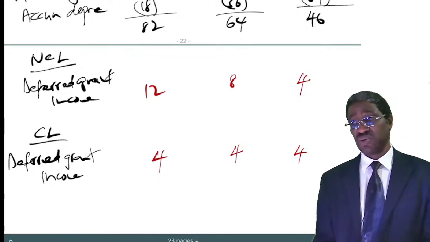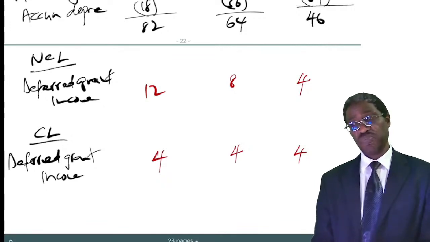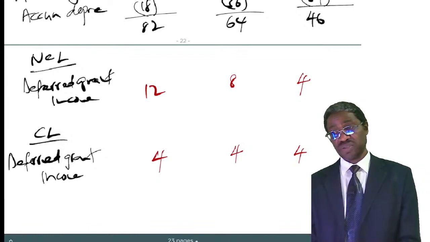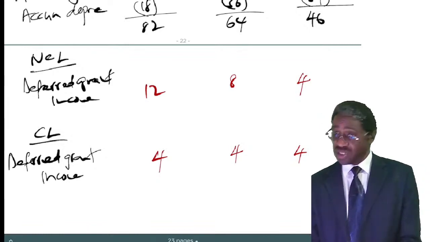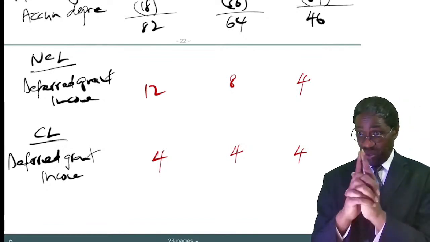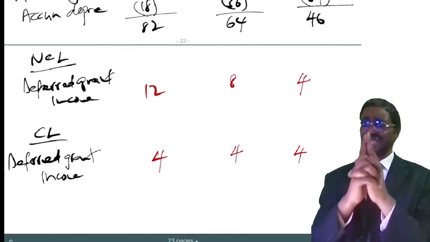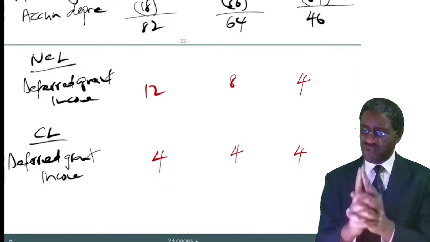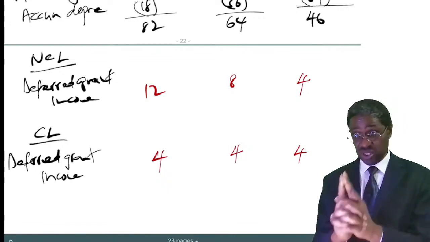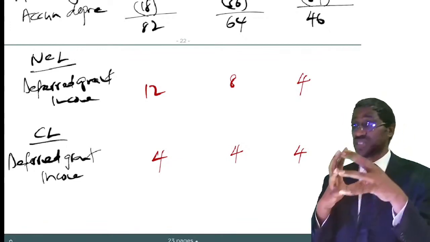Let me summarize what we have said, because in principle, we are through with the topic. So what we have done, listen, we have defined what a government grant is. We have said it is an assistance received from the government in form of transfer of resources. Those resources could be in cash or in kind.